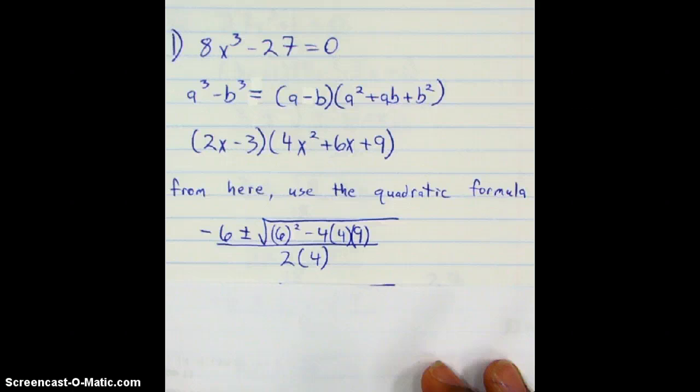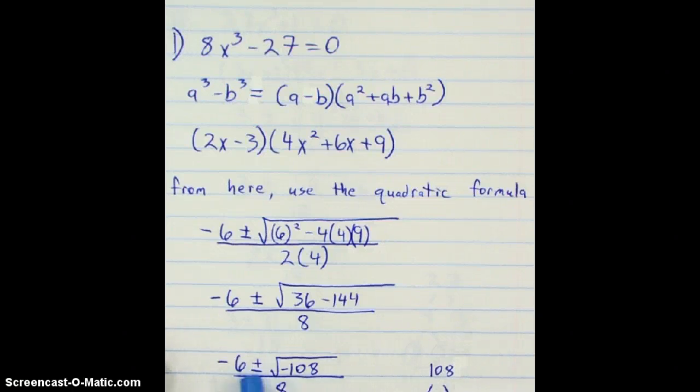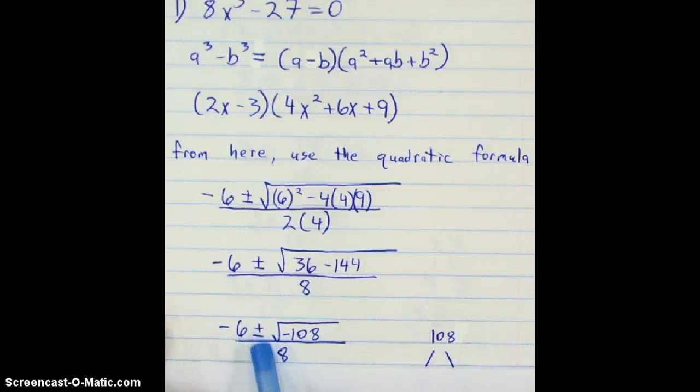So, plugging it in, we get -6 plus or minus the square root of 36 minus 144, divided by 8. All I did from here to here was just simplify it and do the work. And then I did the same thing from here to here. I get negative 6 plus or minus the square root of negative 108, divided by 8. Now, we're going to do some factoring, and I've done the factoring work over here. So if you can point your attention over here, please.